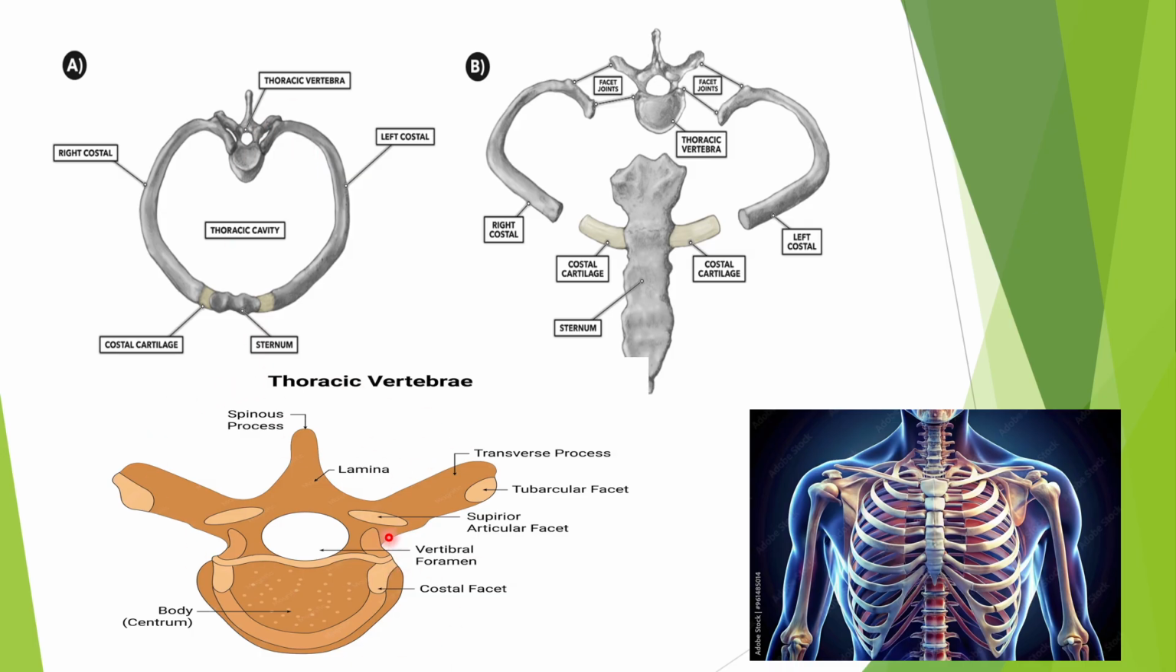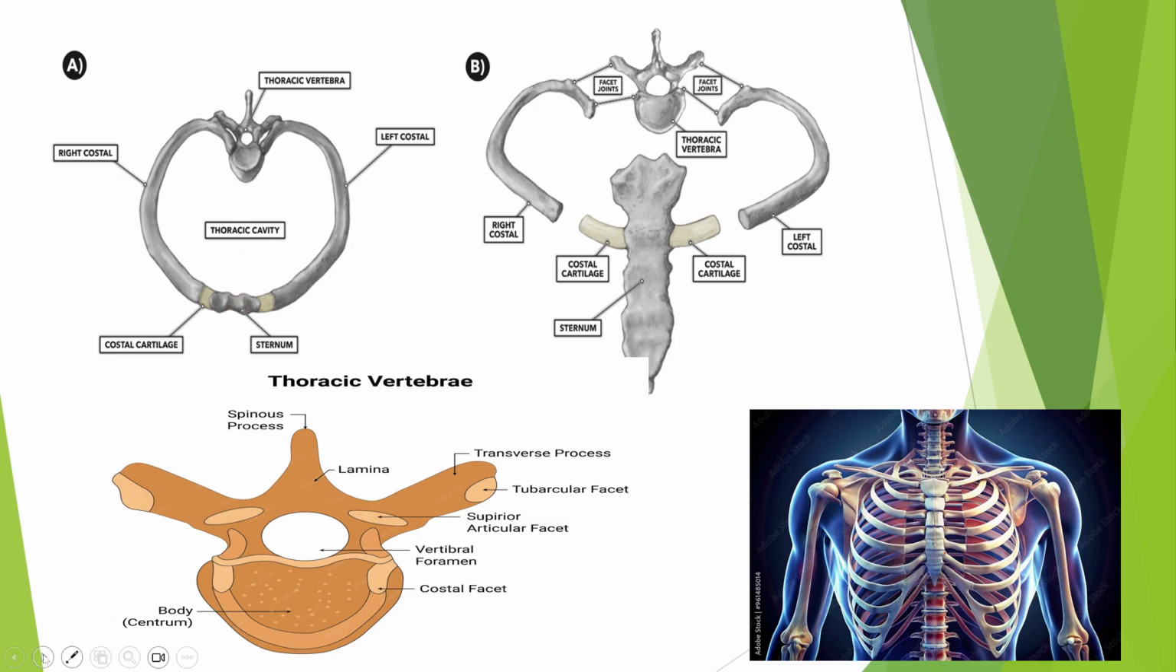In this thoracic vertebra, this area is known as the lamina. This is the spinous process, and this is the centrum at the back. This is the costal facet. This is the vertebral foramen, this is the superior articular facet, and this is the transverse process. This is the spinous process. Between these thoracic vertebrae and the sternum, there is the thoracic cavity.